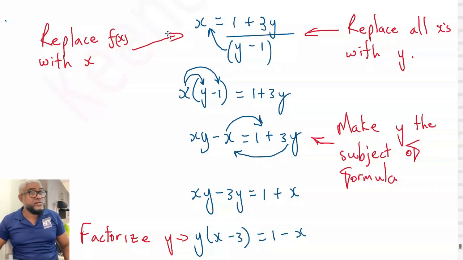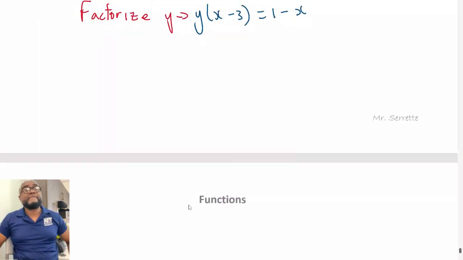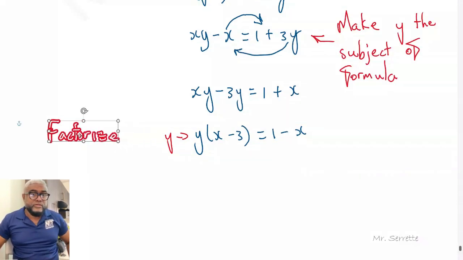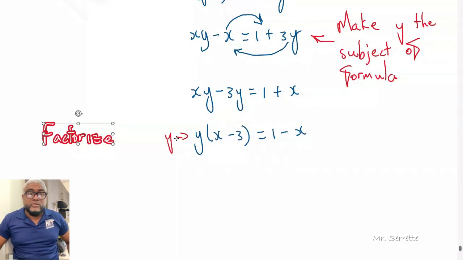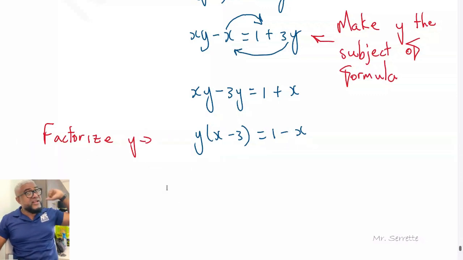Daryl, you didn't reach here. Right? You understand what's going on here? If you want to make y the subject, what do we have to move? We want y to remain by itself on the left-hand side. So what do we need to move?